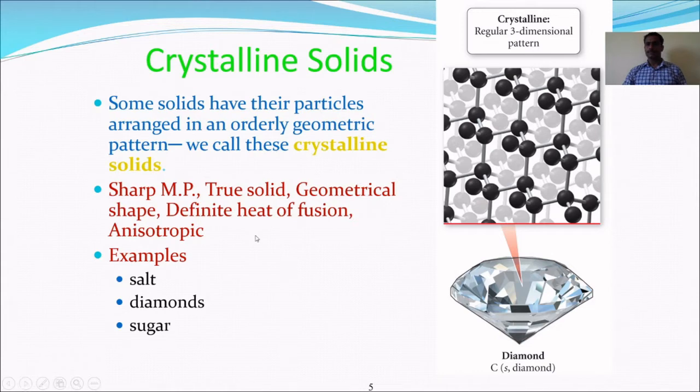In a crystalline solid, atoms, ions and molecules are arranged in a regular order, and therefore it has a definite geometrical shape. It is also called a true solid, and it has definite heat of fusion. The amount of heat required to melt a solid into liquid is called heat of fusion. Crystalline solid has a sharp melting point, so crystalline solids melt sharply, and their properties are different in different directions. Such properties are called anisotropic properties. Examples of crystalline solids are salt, diamond, sugar.